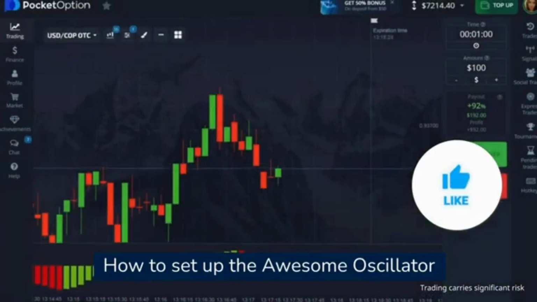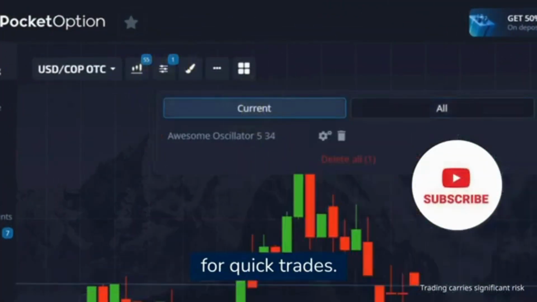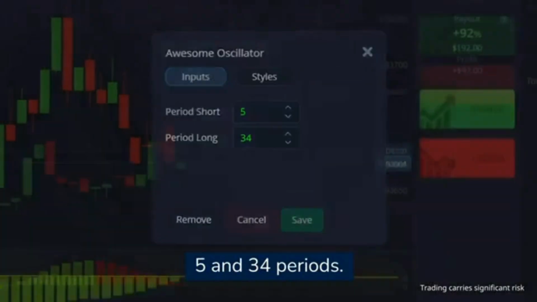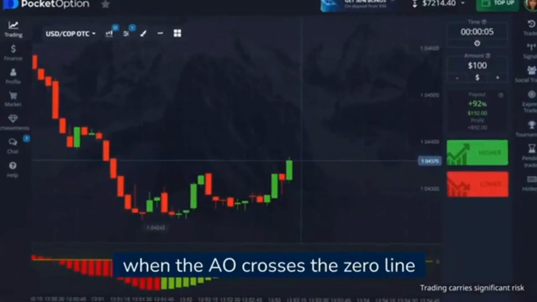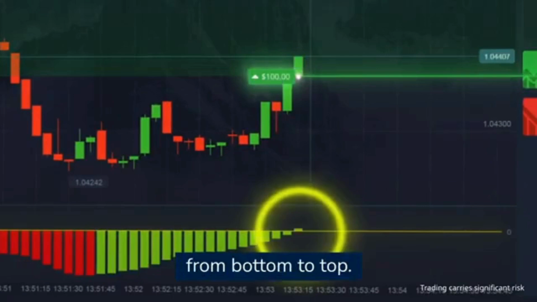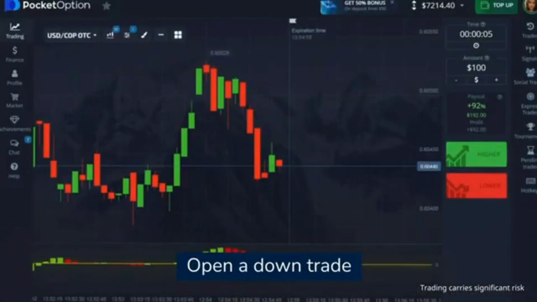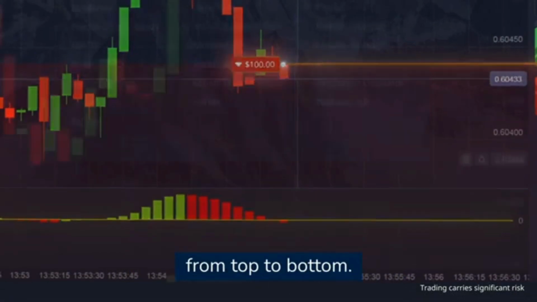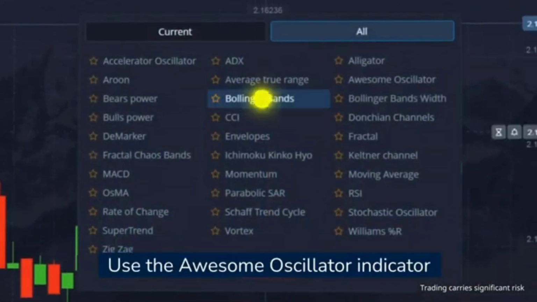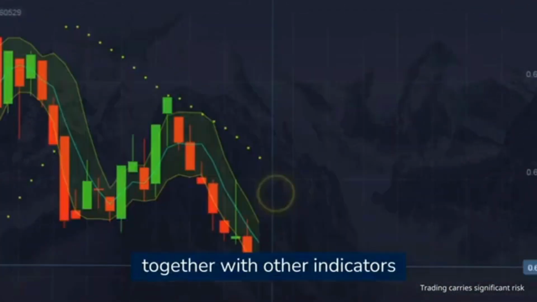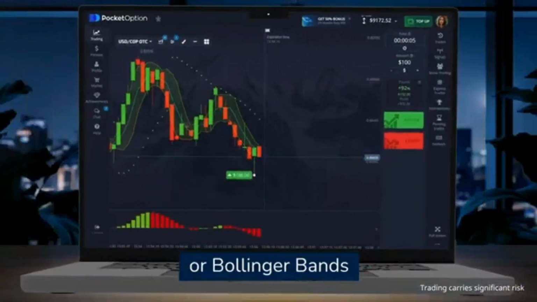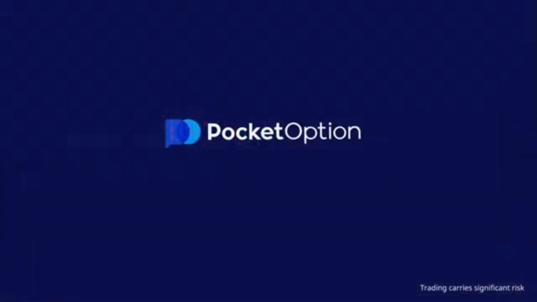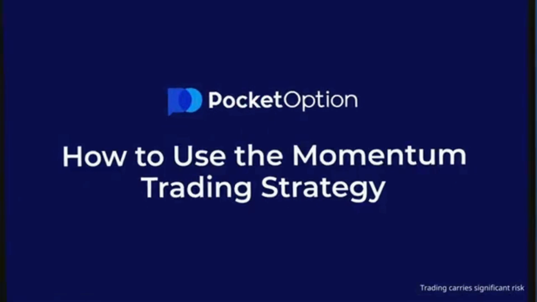How to set up the Awesome Oscillator for quick trades. Set the default parameters, 5 and 34 periods. Open an up trade when the AO crosses the 0 line from bottom to top. Open a down trade when AO crosses the 0 line from top to bottom. Use the Awesome Oscillator indicator together with other indicators such as Parabolic SAR or Bollinger Bands to increase the accuracy of signals.